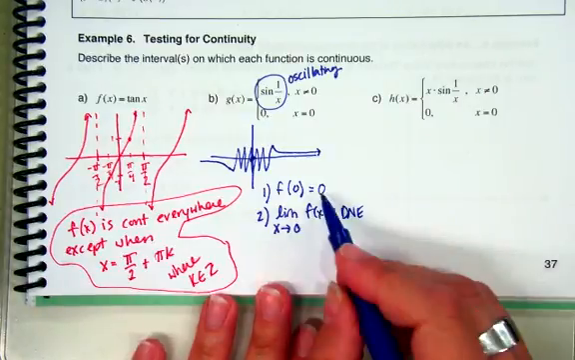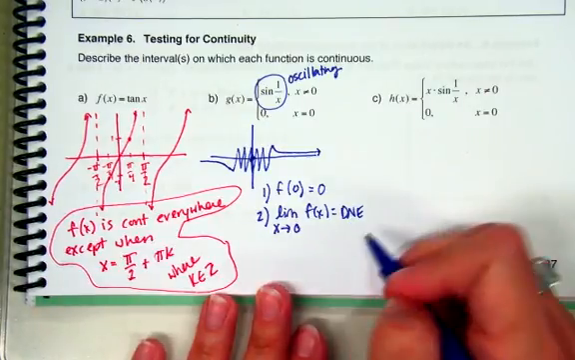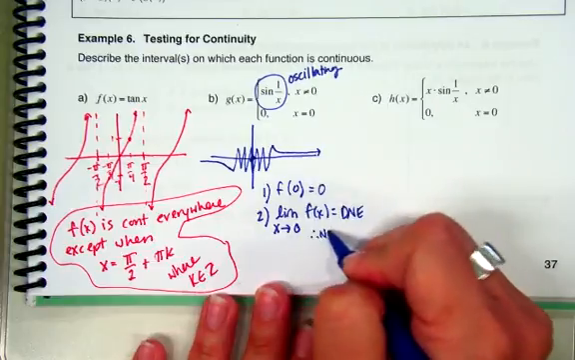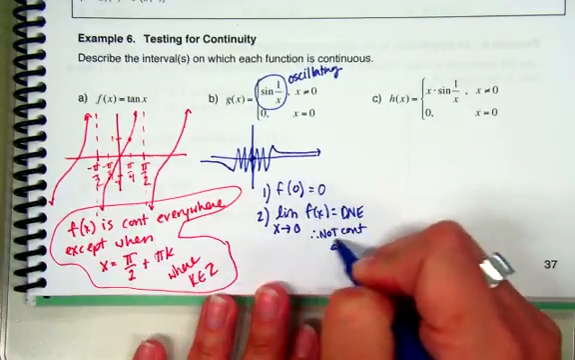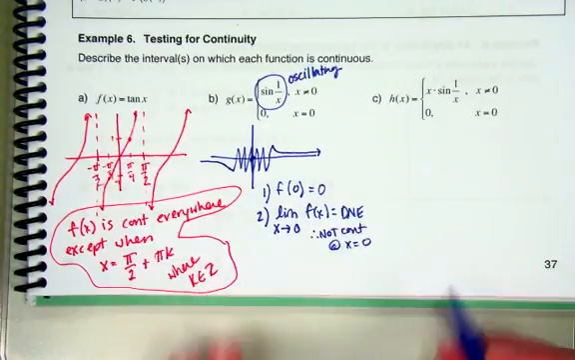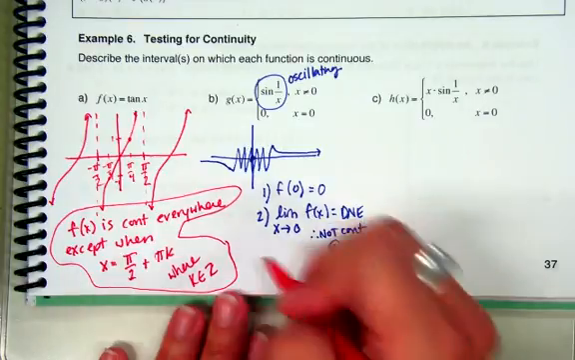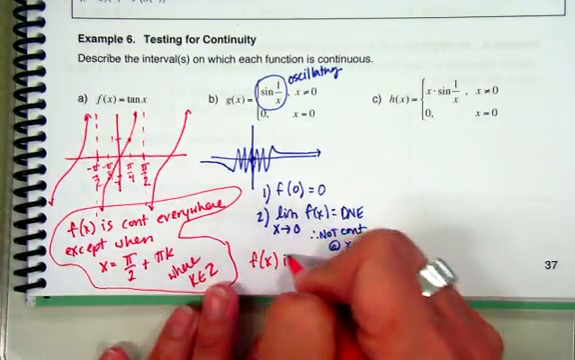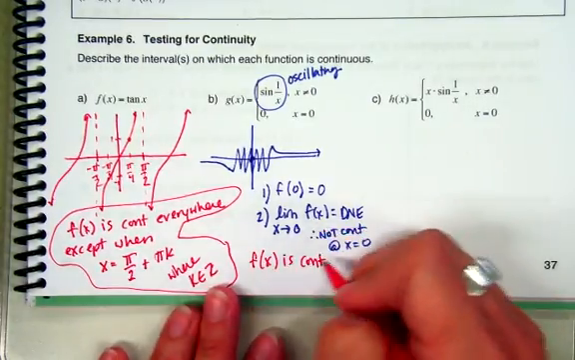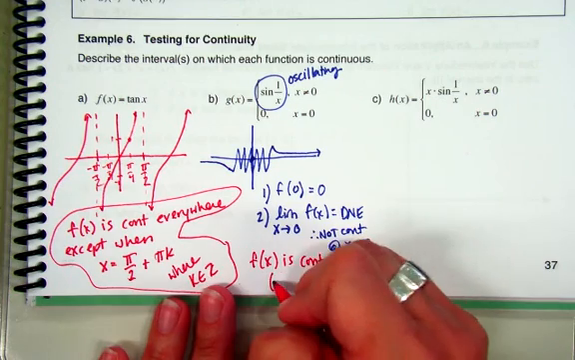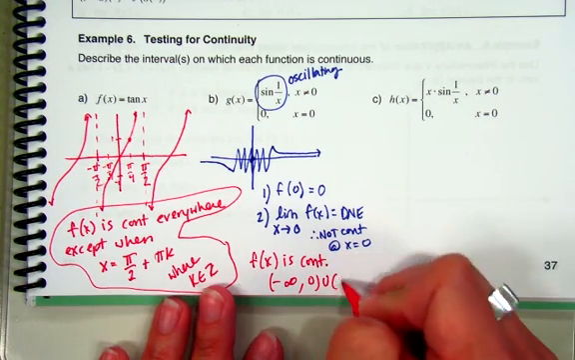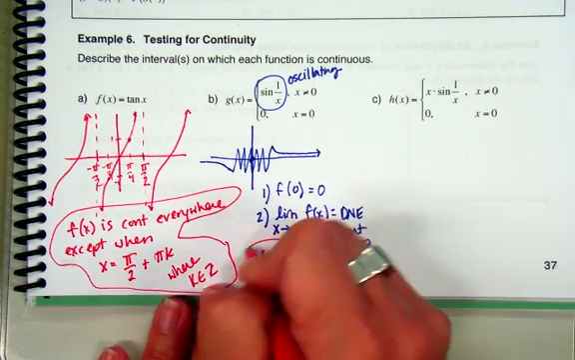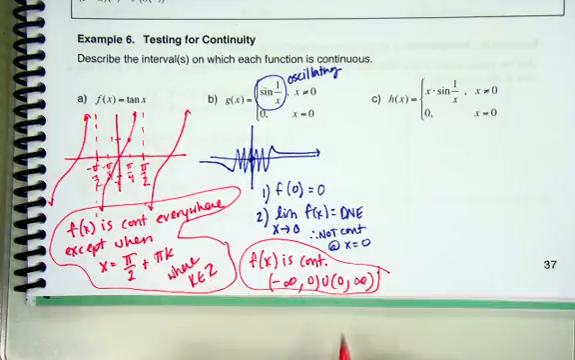So since it doesn't exist there, it's not continuous at x equals 0. And it tells us to discuss continuity. So we would say it is continuous from -infinity to 0, and then union 0 to infinity. So I'd say everywhere else it is continuous except there.